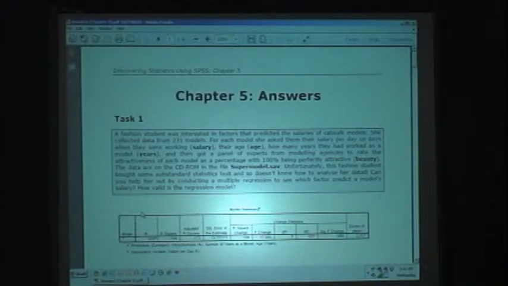Unfortunately, the fashion student brought some substandard statistics text, and so doesn't know how to analyze her data. Can you help her out by conducting a multiple regression to see which factors predict the model's salary, and how valid is the model? Okay.